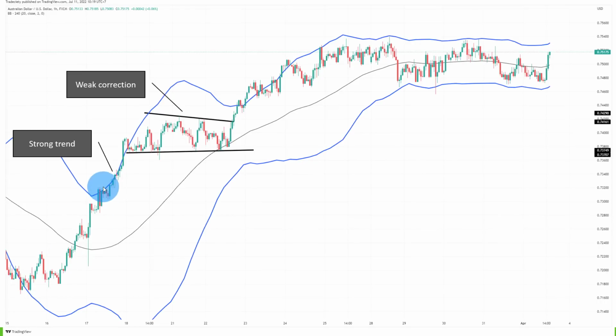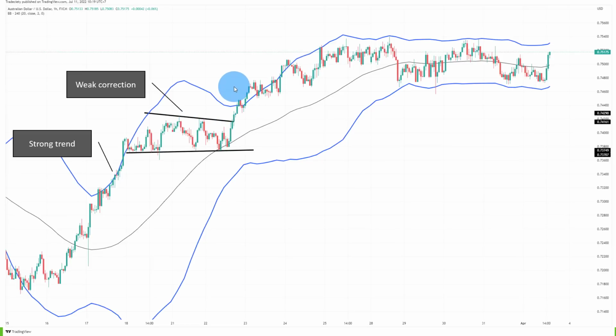Another example, we have a strong trending phase here where we go from trading into the lower bands to all the way crossing into the upper bands. We have a little bit of a trend push. We have a very weak correction phase. You can see the correction is not even breaking here the middle band. And then we are continuing the uptrend into the outer bands.